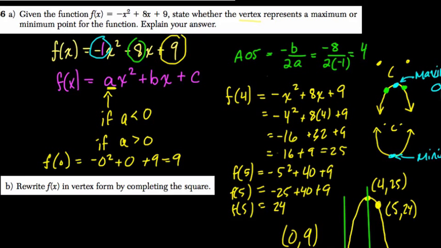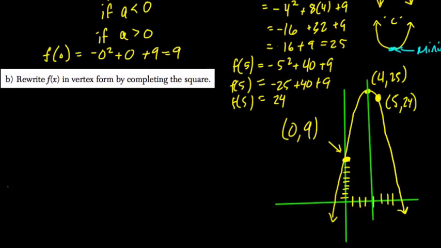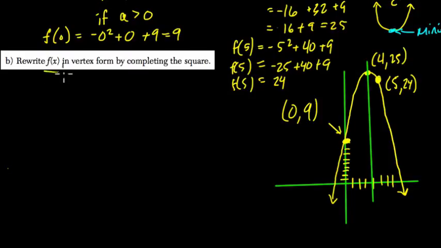Now, here in part B, they have a very specific request. They want you to write f of x in vertex form by completing the square. So first of all, what is vertex form? Well, vertex form is not standard form, right? Again, standard form is when you have it set up so it says ax squared plus bx plus c.